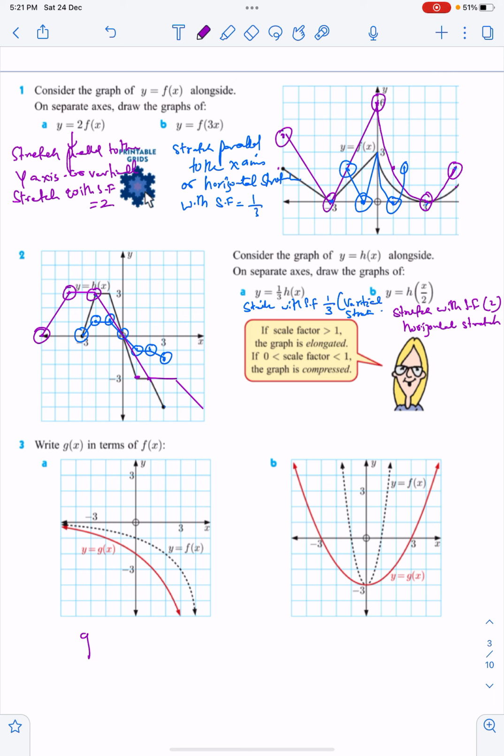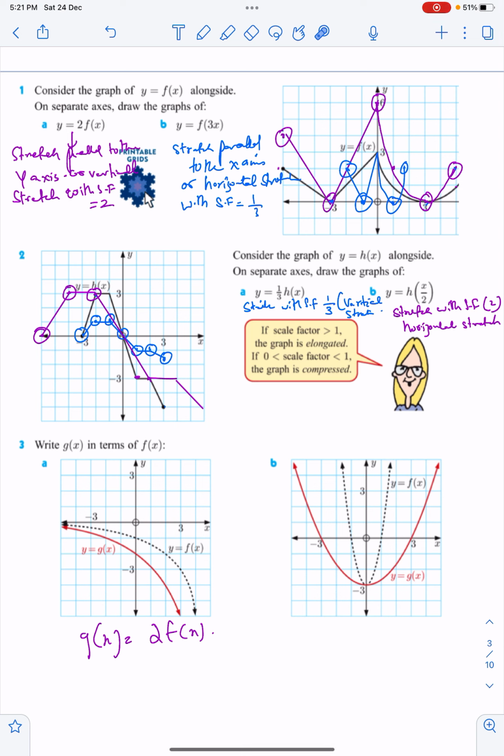So you can write g of x equals 2 times f of x, because for a vertical stretch you write the constant here, which is actually the stretch factor. Since every point is double the distance now, the stretch factor is 2. In this case, this is the original graph, which is y equals f of x, and this is g of x.